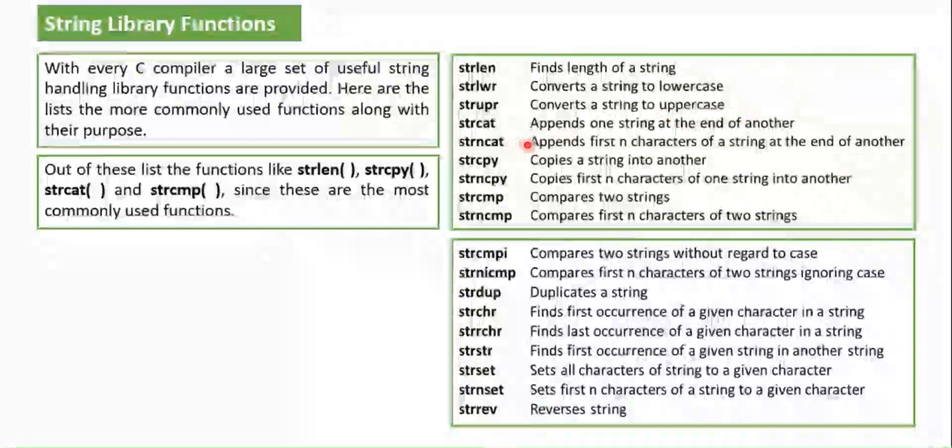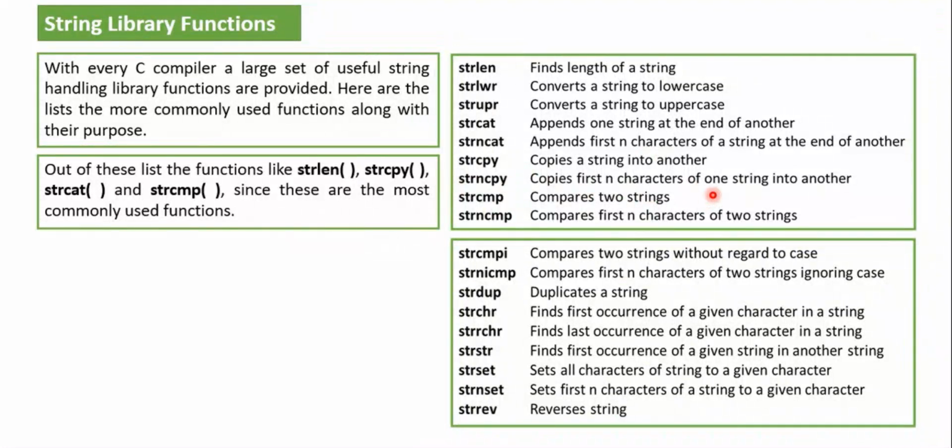strcat appends one string at the end of another. strncat appends the first n characters of a string at the end of another, so we can monitor the number of characters that need to be added. Similarly, there is strcpy, which copies a string into another. strncpy copies the first n characters of one string into another.